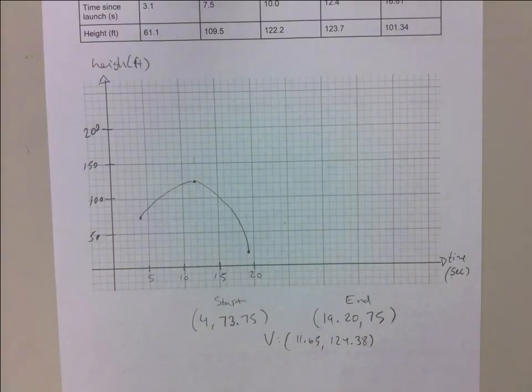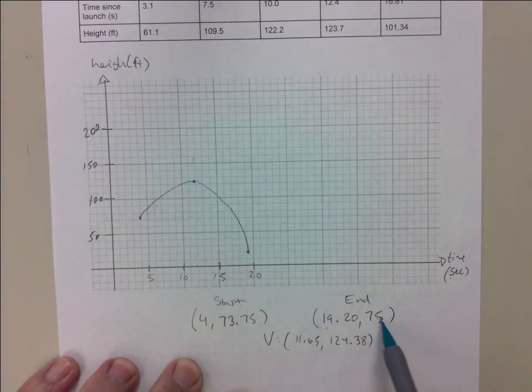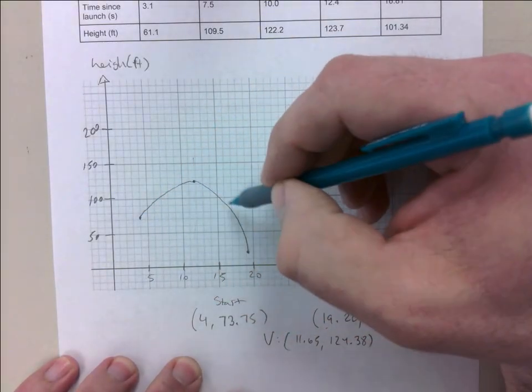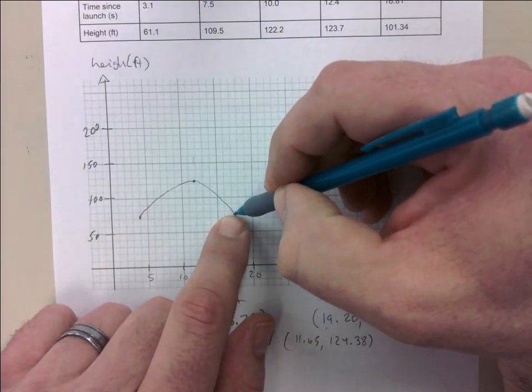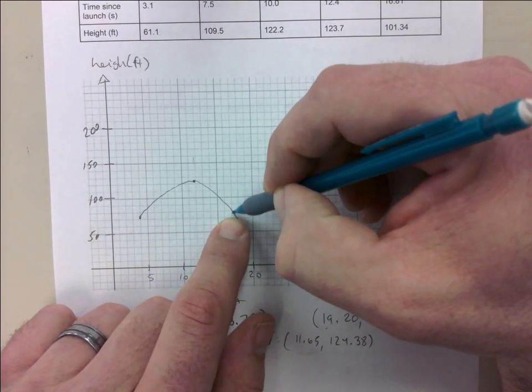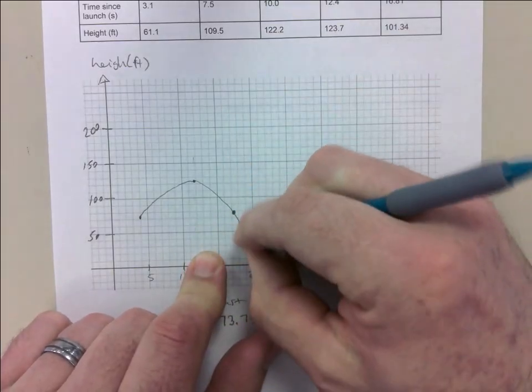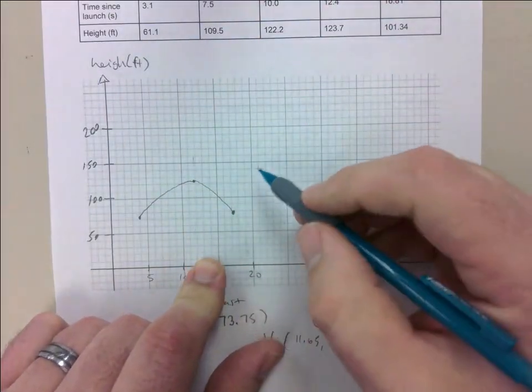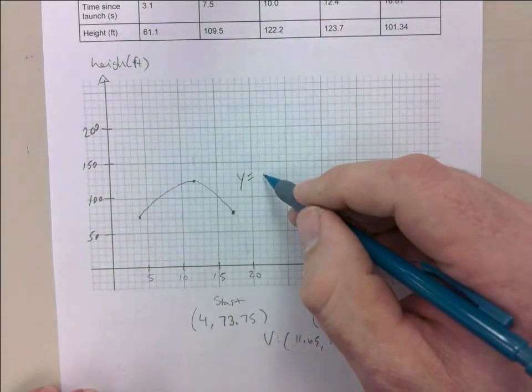No. This looks very wrong to me. I hope you realize that there's something wrong. 19.20, 75. 75 is right about there. So it should be cut off right there. There we go. And then slap your equation onto that.